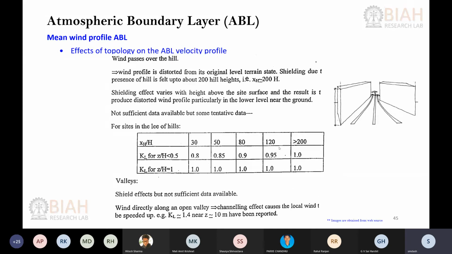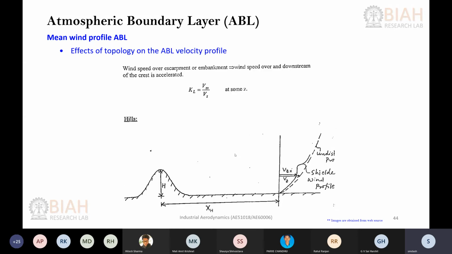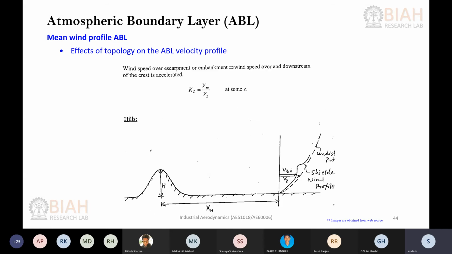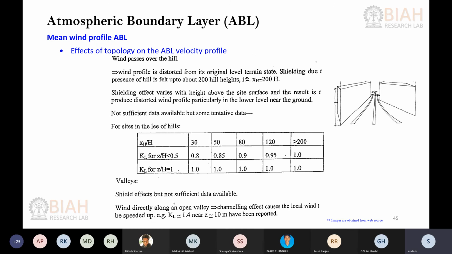So these coefficients you need to use on your original undisturbed wind condition to get the value at the desired location. Okay, so this is for the hill area. For escarpment and embankment, I think I did not include them, but there will be similar types of coefficients. So you just need to multiply with the undisturbed condition to get the velocity values over these different types of topographies. Can you see that table once?